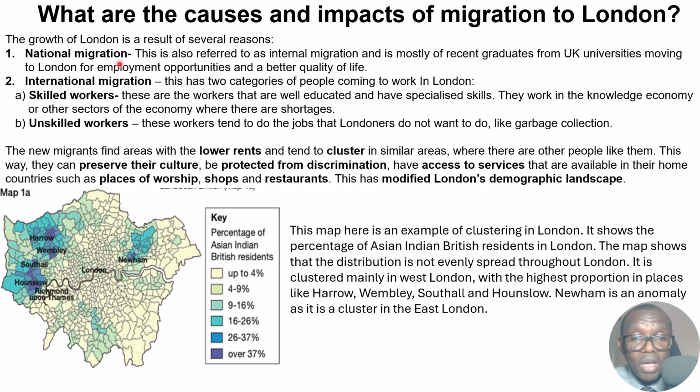So the causes of migration to London: national migration, international migration, and under international migration we have migration of skilled workers and unskilled workers. And then the impact of that migration has been clustering of different ethnicities across different parts of London. This particular example here is of Asian, Indian, British residents, but there are also examples in the specification for Black British residents as well. So it's important to remember that as well.